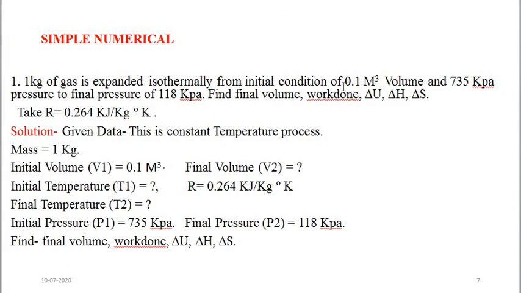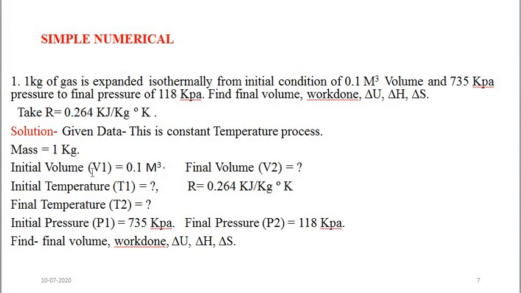Now for this problem it is given, take capital R is equal to 0.264 kilojoule per kg degree Kelvin. In the solution we always write the given data. In the given data we first write which type of process it is. So this is a constant temperature process. Now in the given data, the first parameter is the mass of the gas. So mass is equal to 1 kg.